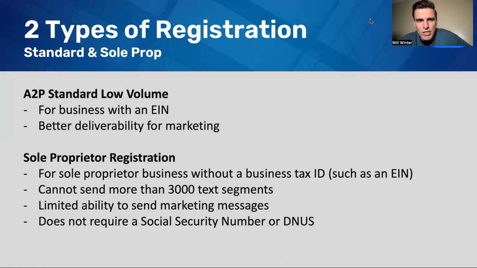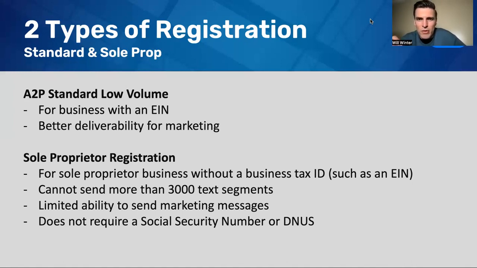The second type of registration is called sole proprietor registration. This is for sole proprietors, smaller businesses that do not have a business tax ID like an EIN. It is a lot simpler. It's a lot faster to get approved, but you cannot send more than 3,000 text segments. That's about 160 characters roughly. You have a limited ability to send marketing messages. Some will get through, but based on your registration type, not as many, and you will be a little bit more scrutinized. And again, this is easier. It does not require a social security number or a DUNS there.